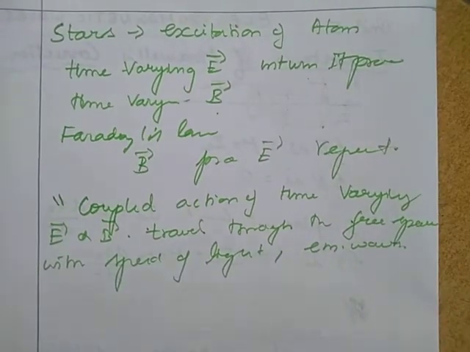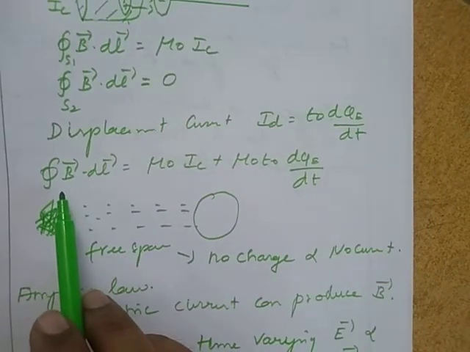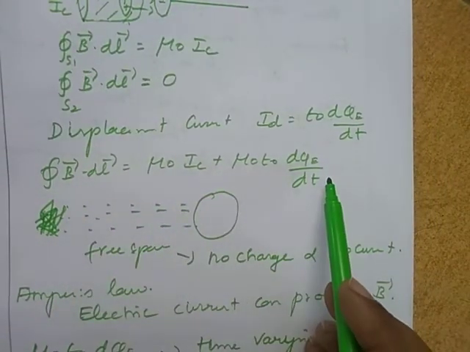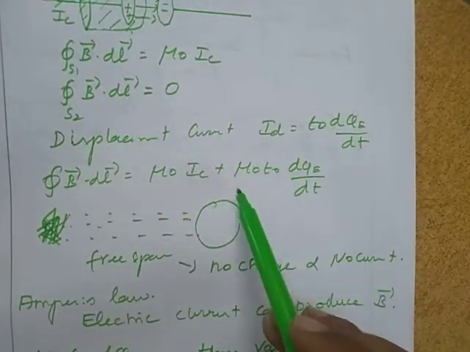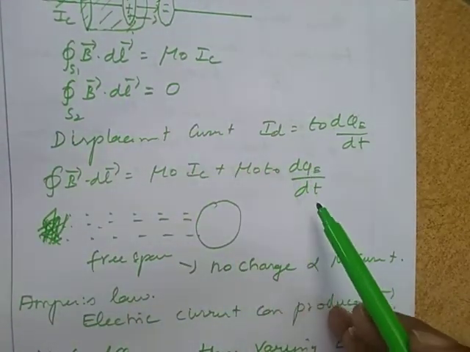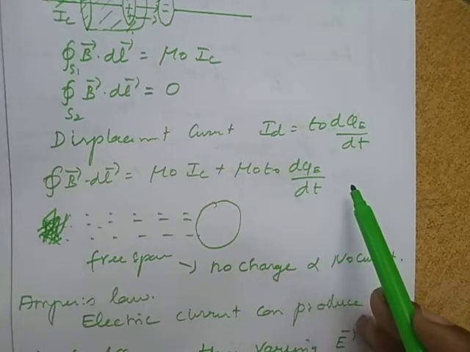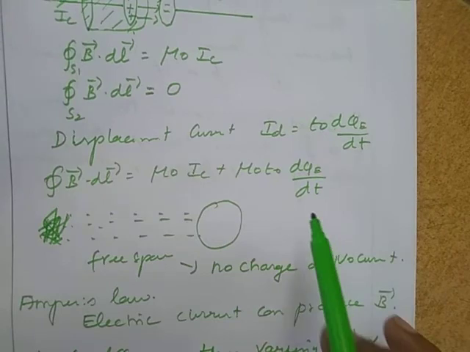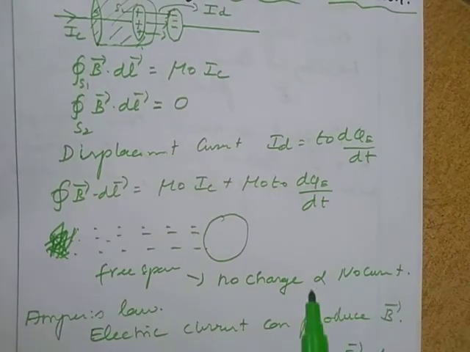See, this is the Ampere-Maxwell law. This is the Ampere law, and there is a correction term, mu naught epsilon naught d phi by dt. This correction term shows the existence of electromagnetic waves in free space.